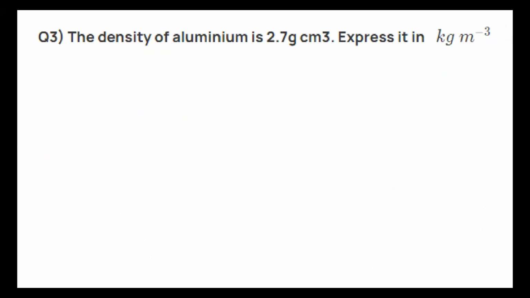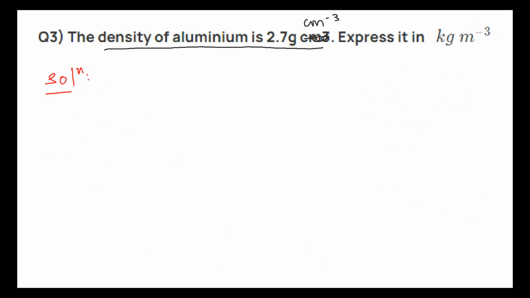Okay, now what they have said, the density of aluminium is given to you, in gram per centimeter cube. Express it in kg per meter cube. Oh God, is this even a question? What to say?